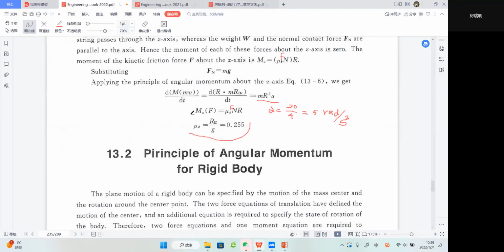The coefficient of kinetic friction between the block and the table will be this, because this one will equal this one. Because Fn equals mg, we can eliminate m. Then we find mu k equals r alpha over g. You can use 10 for g, or you can use 9.8 for g, the gravitational acceleration of the Earth. So you can find the final result is 0.2555. So I think that's all for the first section.